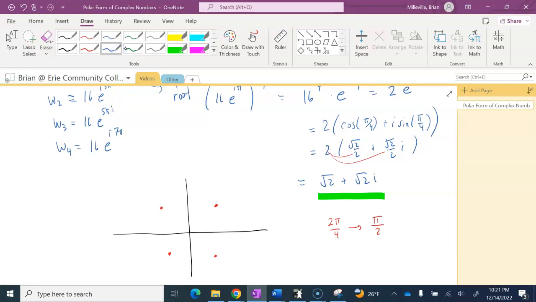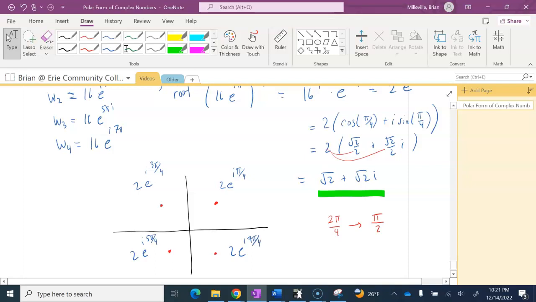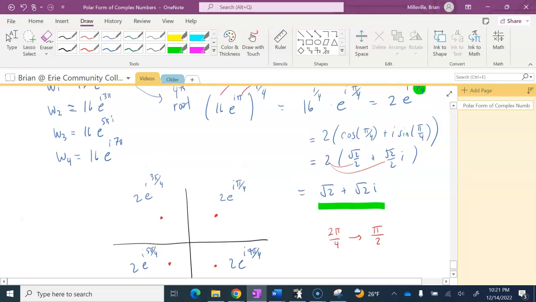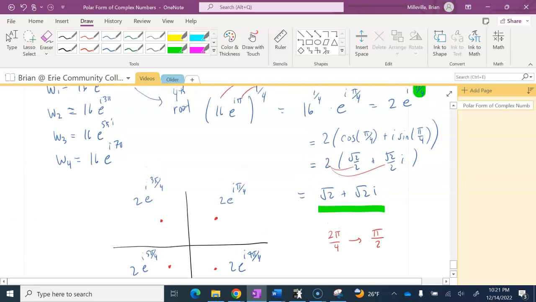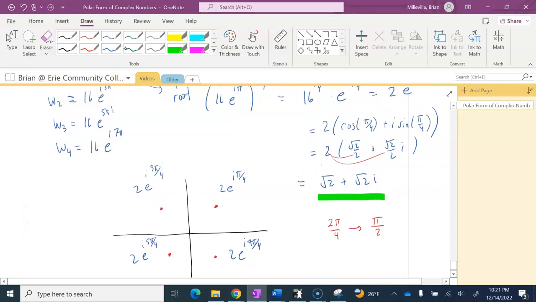The first one was 2e to the i pi over 4. The next one would be 2e to the i 3 pi over 4. Then 2e to the i 5 pi over 4. And then 2e to the i 7 pi over 4. And there's all 4 of them. Again, what we would see is that they actually lie on a circle of radius 2. My picture's not perfectly drawn to scale. We could, just like we did with the first root, rewrite those in rectangular form.